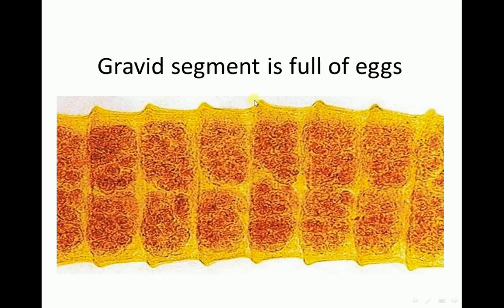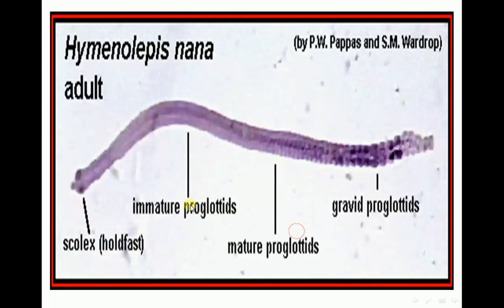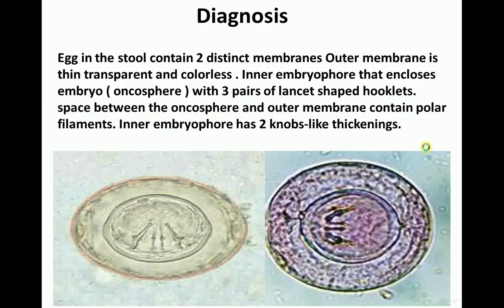Gravid segment. Each one of these segments is filled with eggs. Other image of this parasite under light microscope: scolex region, neck, then immature segments, mature segments, and gravid segments.